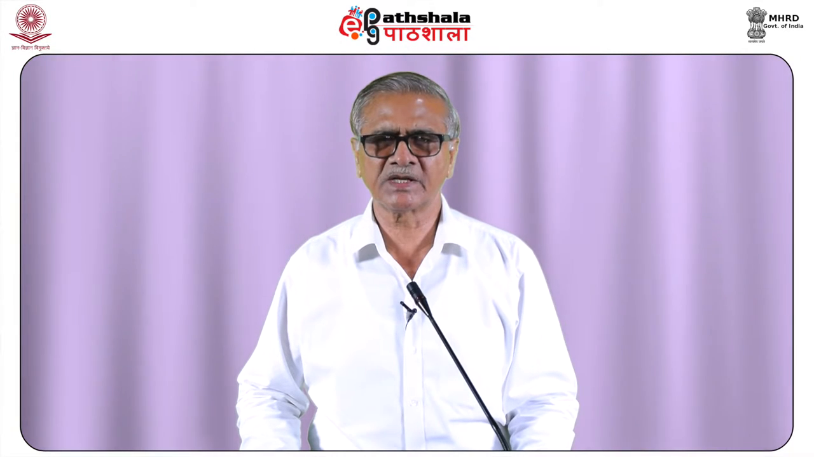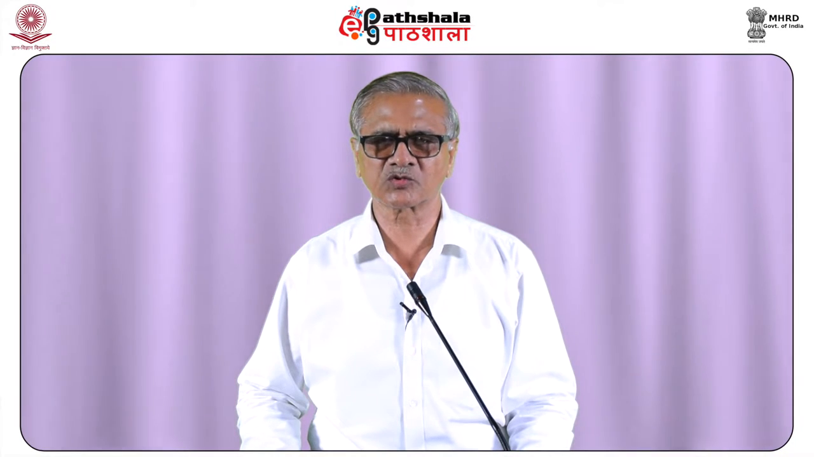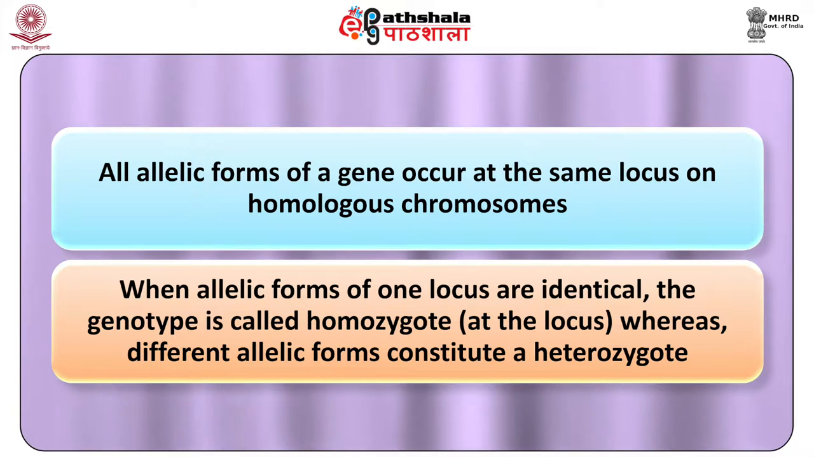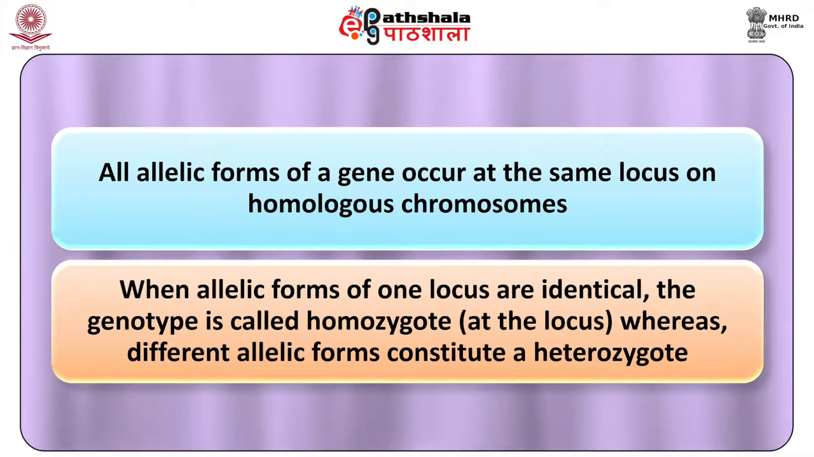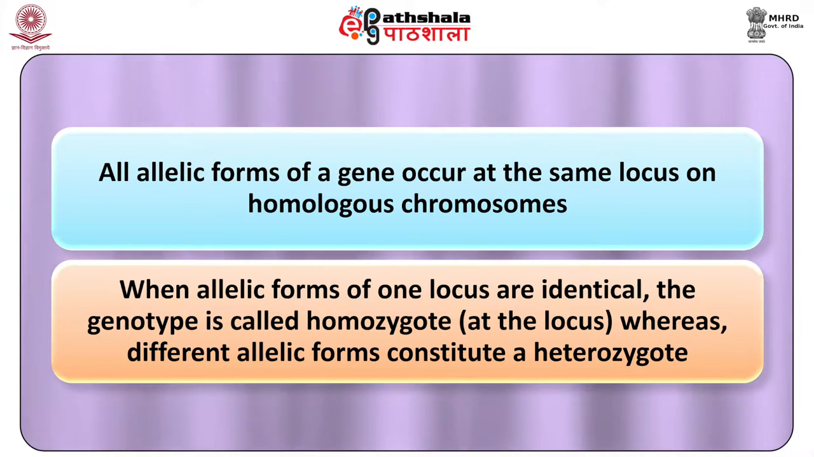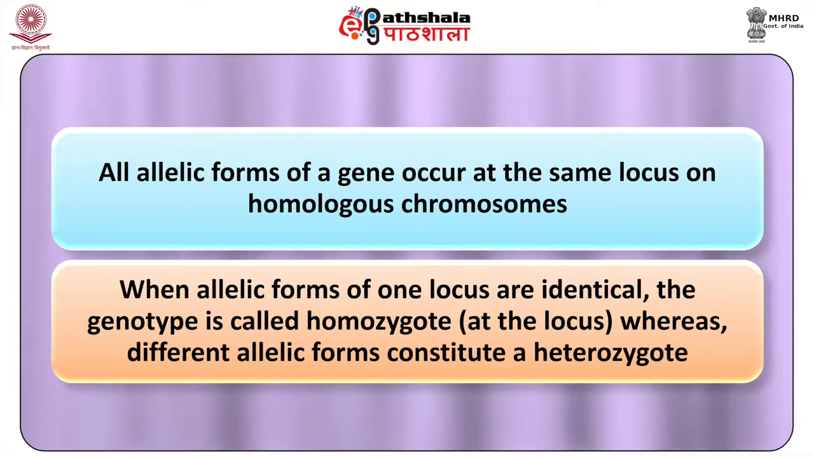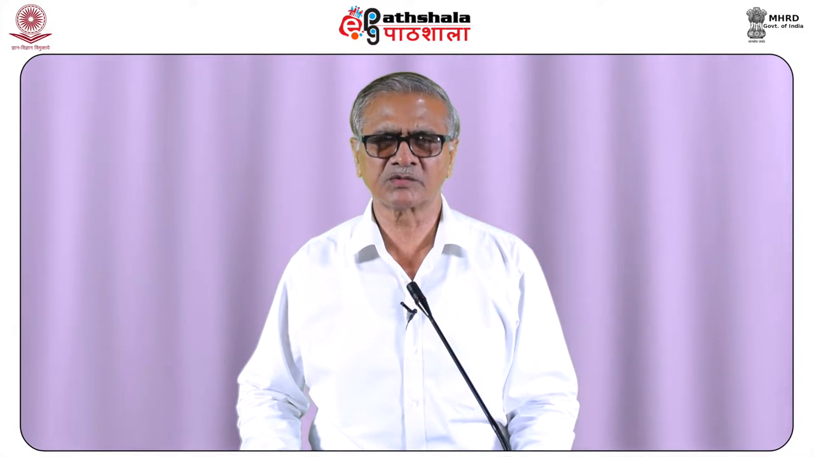According to Stanfield 1986, the term marker is used for locus marker. Each gene has a particular place along the chromosome called a locus. Due to mutation, a gene can be modified in several forms which are mutually exclusive, called alleles or allelic forms. All allelic forms of a gene occur at the same locus on the homologous chromosome. When allelic forms of one locus are identical, the genotype is called homozygote at that locus, whereas different allelic forms constitute a heterozygote. In a diploid organism, the genotype is constituted by two allelic forms on the homologous chromosomes.